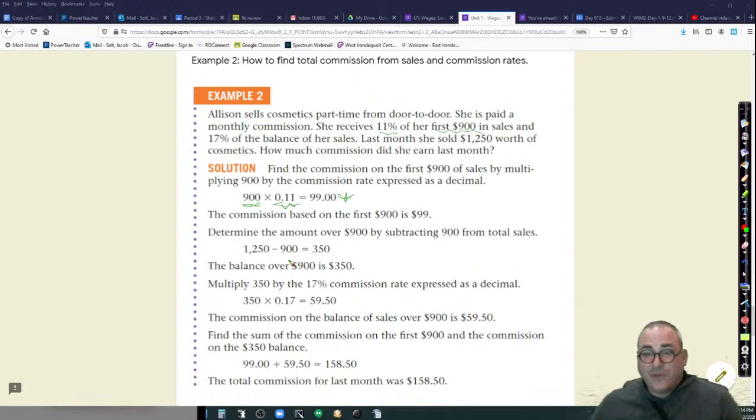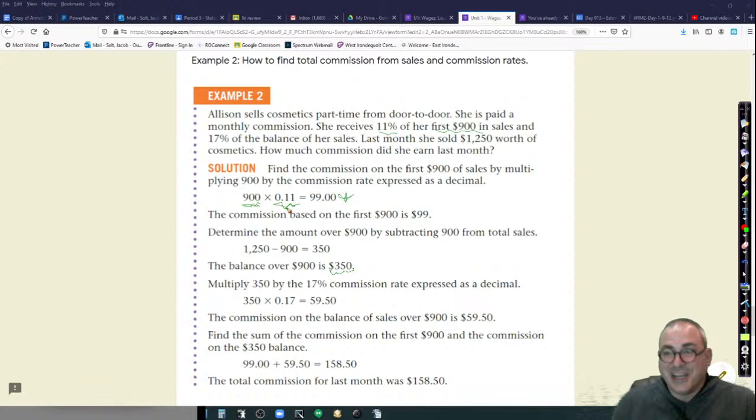So to find that 17% commission, we got to multiply 350 by the 17% commission rate expressed as a decimal. Notice the pattern: 11% is 0.11, 17% is 0.17, and 10% is 0.10. Are you starting to see the pattern here? You don't necessarily need to break out your calculator and divide by 100 each time if you know how to move this decimal over. So 350 times 0.17 is $59.50. So this is the commission she got on the 17% balance of her sales.